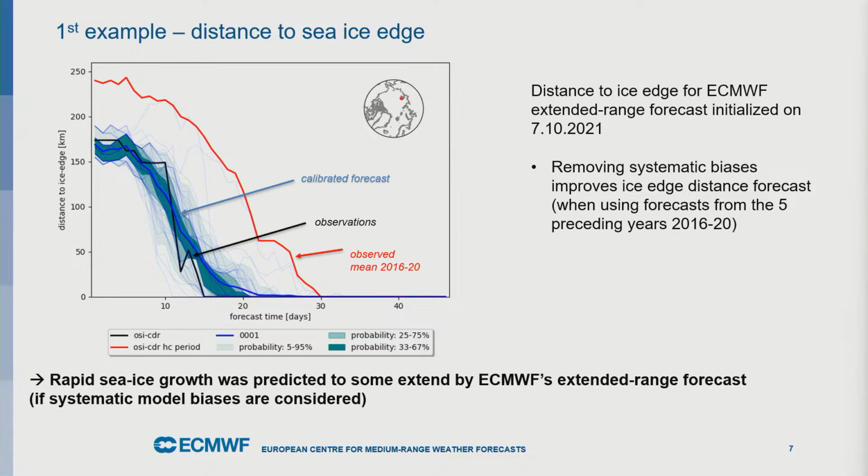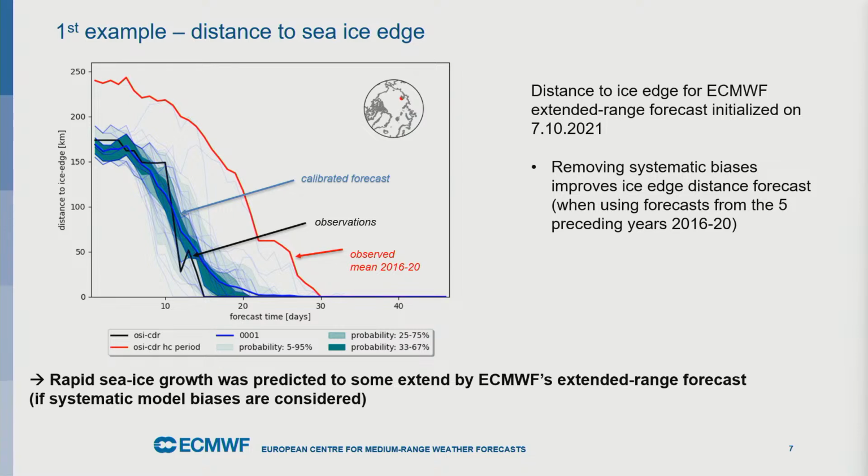So here I use the forecast for exactly the same calendar day, the 7th of October, but from the years 2016 to 2020. So 5 years, and for each of these years, I calculated the distance of that point to the sea ice edge in observations and the models, and I calculated the mean error. And that mean error from these 5 years, I then used to calibrate the forecast for 2021.